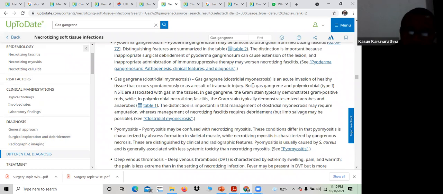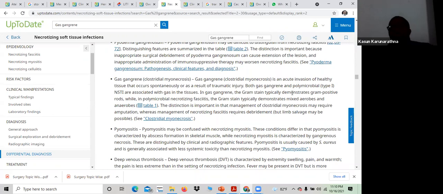traumatic injury. Both gas gangrene and polymicrobial necrotizing soft tissue infection are associated with gas in the tissues. Gas gangrene gram stain typically demonstrates gram-positive rods. The distinction is important in the management. Clostridial myonecrosis may require amputation, whereas management of necrotizing fasciitis requires debridement.